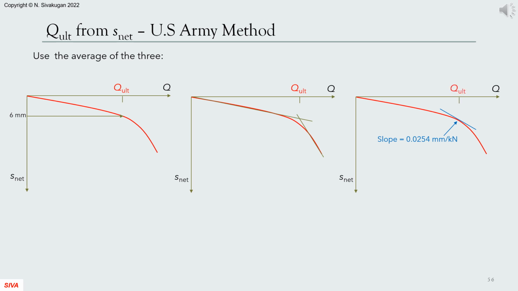U.S. Army suggests deriving the ultimate pile load using the net settlements by 3 different methods and averaging the 3. The first one defines the ultimate load as the one corresponding to 6 mm of settlement. The second one is the double tangent method, where the tangents are drawn to the initial and final segments of the curve, where the intersection defines the ultimate load. The third method suggests locating the point where the tangent has a slope of 0.0254 mm per kilonewton.